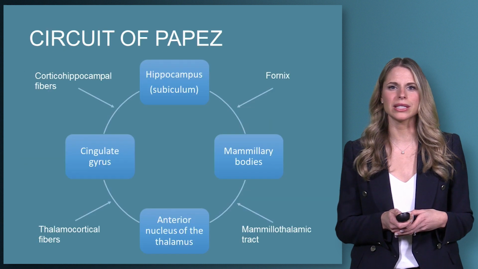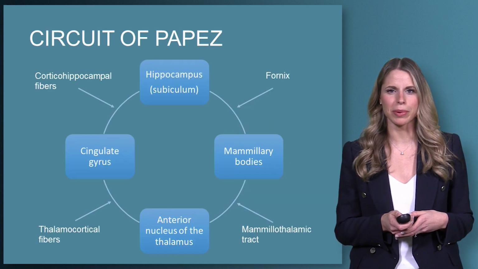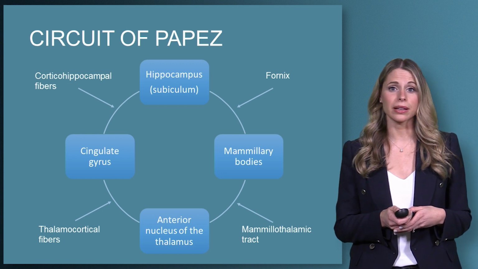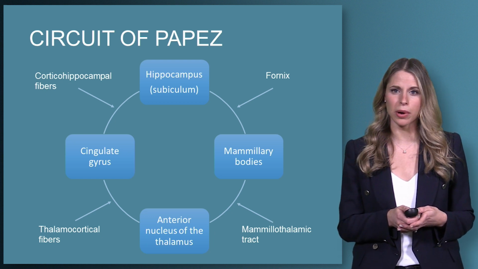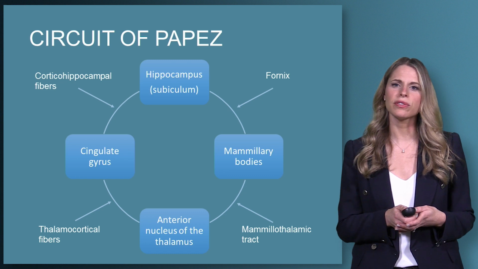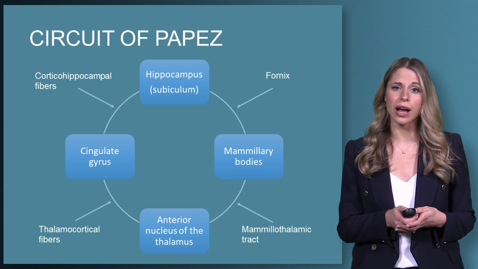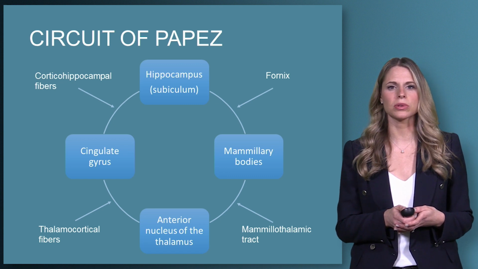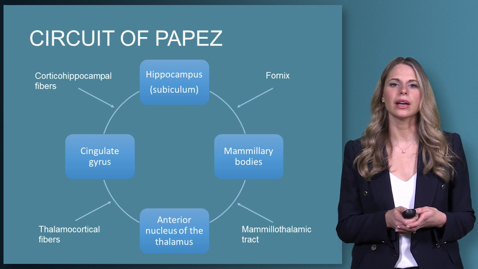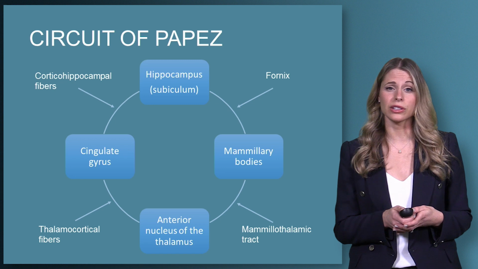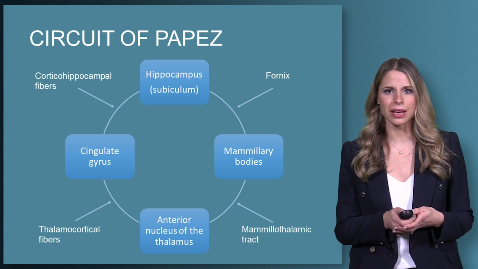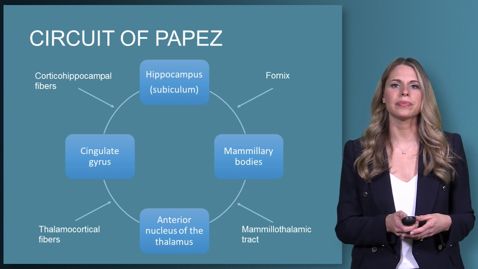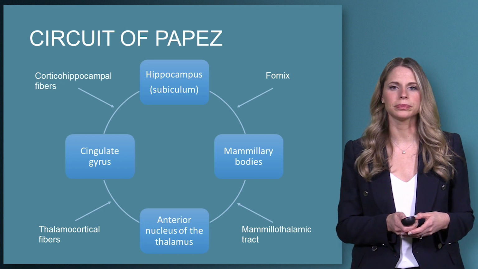So to go into that in a bit more detail, here you can see a schemata of the circuit of Papez. So you have the input through the subiculum in the hippocampus. It then travels through the fornix, the white matter tract, to the mammillary bodies where it synapses. Then it travels from the mammillary bodies through the mammillothalamic tracts to the anterior nucleus of the thalamus, which is the next area where it synapses. It then travels through the thalamocortical fibers out to the neocortex, to the cingulate gyrus, and then from there it travels back again through the corticohippocampal fibers back to the hippocampus, which is why it's referred to as a circuit, as it goes all the way back to the beginning where it started.